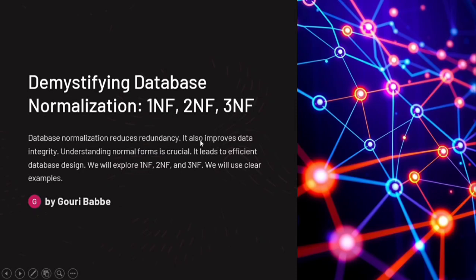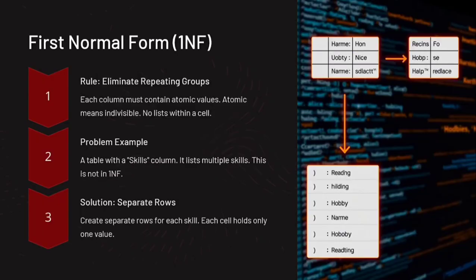We will use clear examples and we'll see 1NF, 2NF, and 3NF. Basically, 1NF is one normal form, 2NF is two normal form, and 3NF is three normal form. First, we'll see what the first normal form, which is 1NF, is. There are some rules, which eliminate repeating groups.